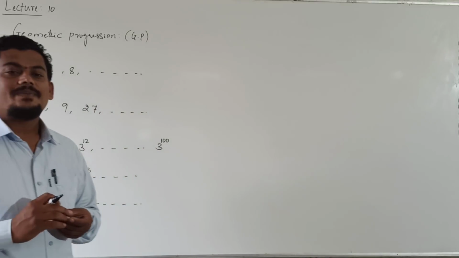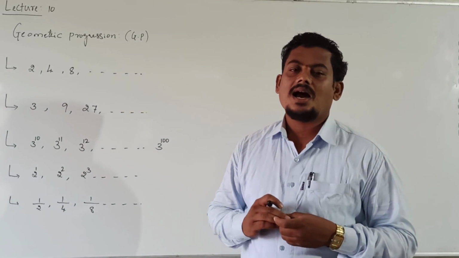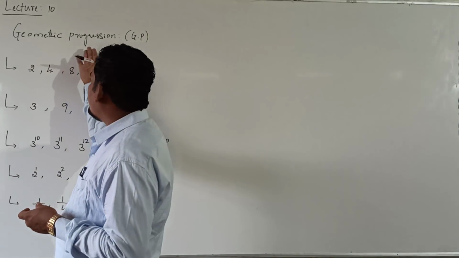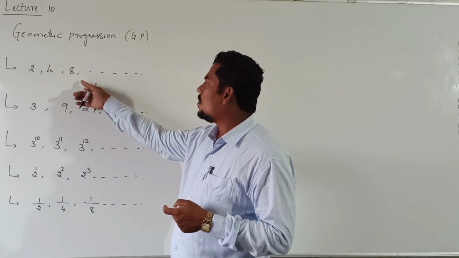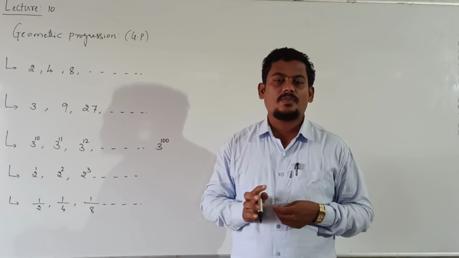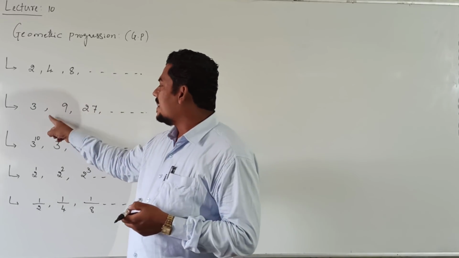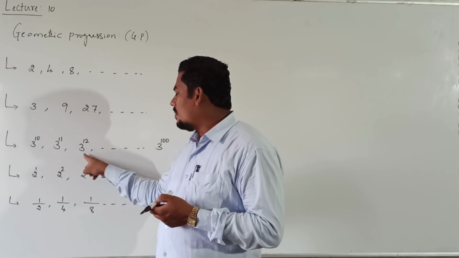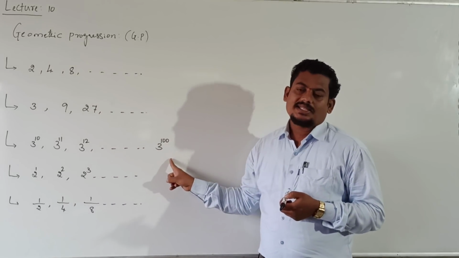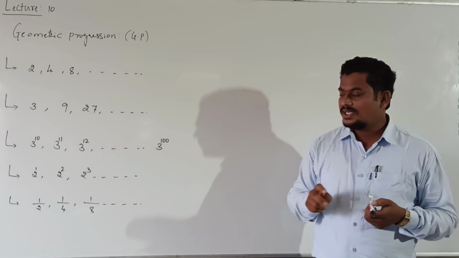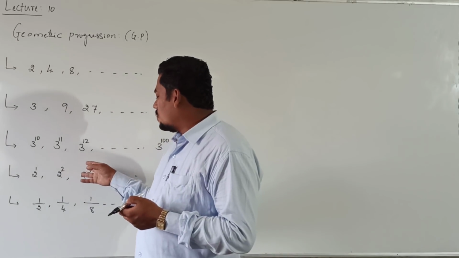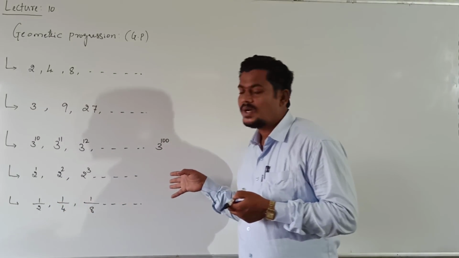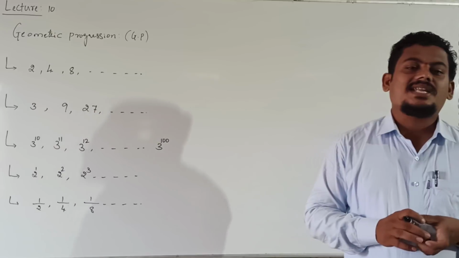Now let us know the definition of geometric progression or geometric sequence. 2, 4, 8 and so on is a geometric progression. Similarly 3, 9, 27 and so on. 3 power 10, 3 power 11, 3 power 12 and so on, last term 3 power 100. 2 power 1, 2 power 2, 2 power 3 and so on. 1 by 2, 1 by 4, 1 by 8 and so on. Then what is its definition?